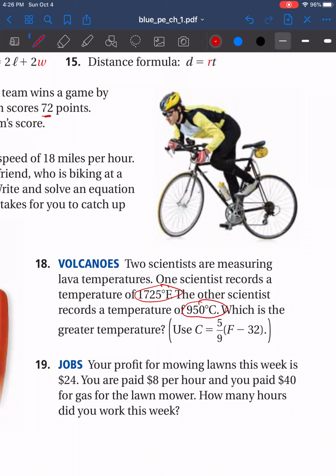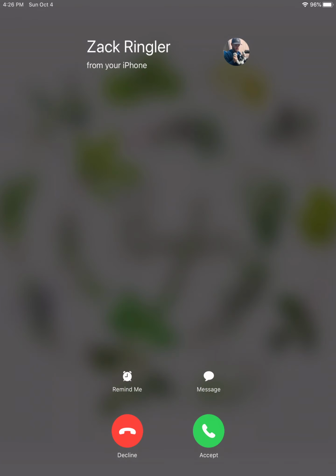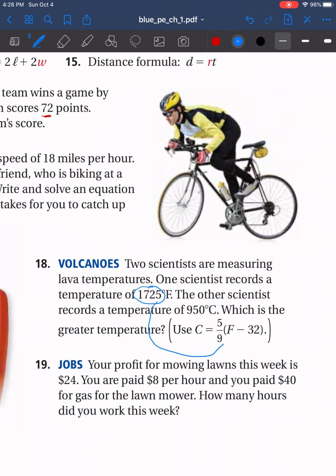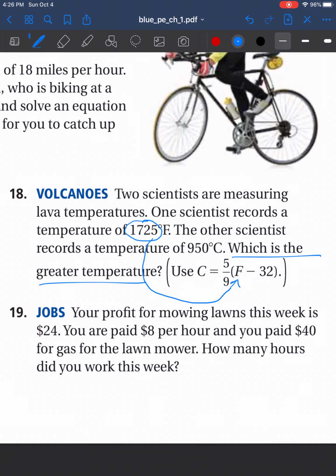But they gave me this formula. It's so easy, you guys, to plug in your Fahrenheit in your F for Fahrenheit and solve the equation to find the new C, okay? So here's what I want you to do. I want you to take 1,725 degrees. Sorry, guys. I want you to plug it in for F, and I want you to solve the formula for C. That'll be your new degree Celsius, and then you can compare the two and find out which one is the greater temperature. Okay? Try that one on your own.